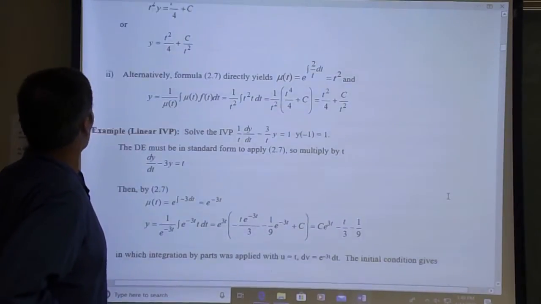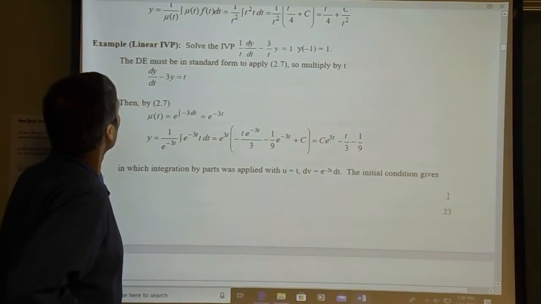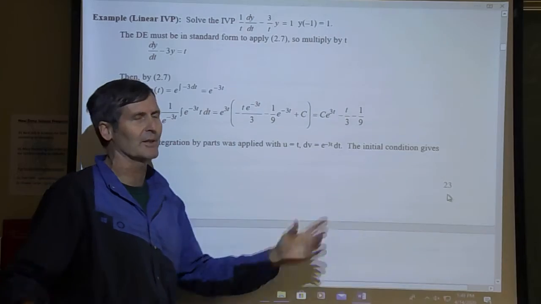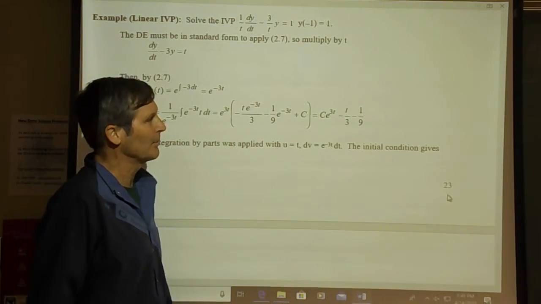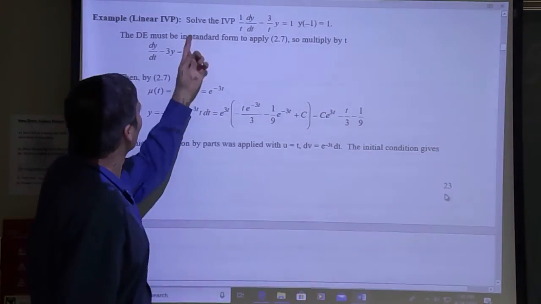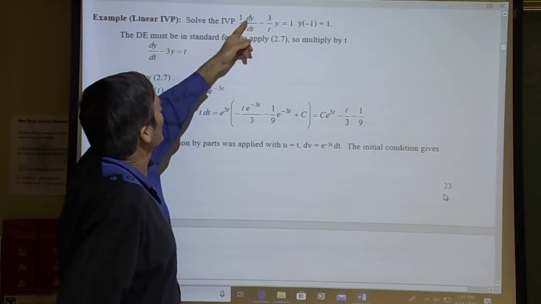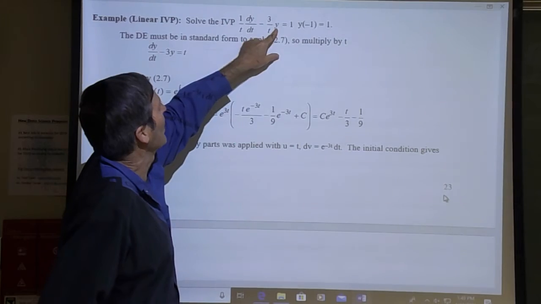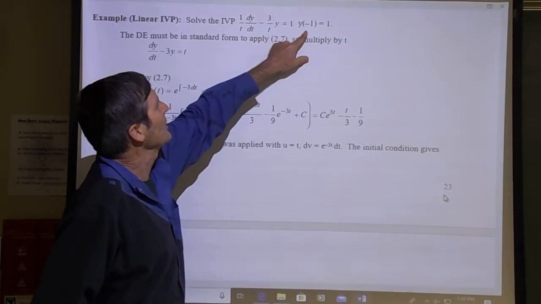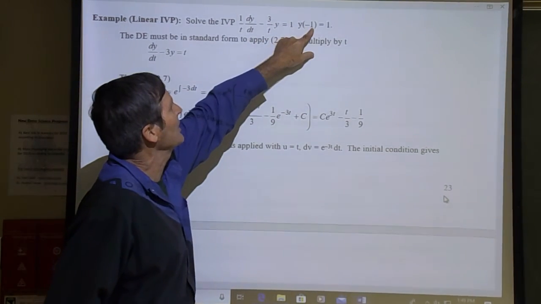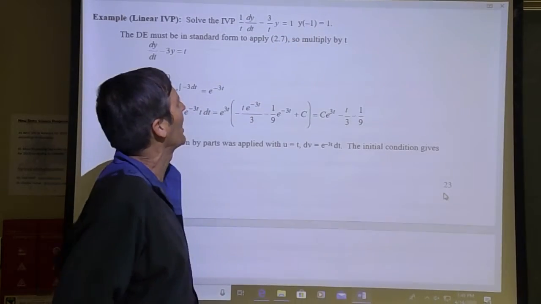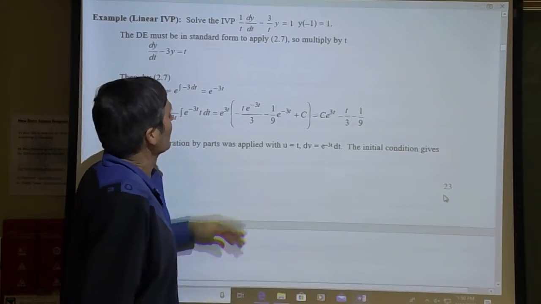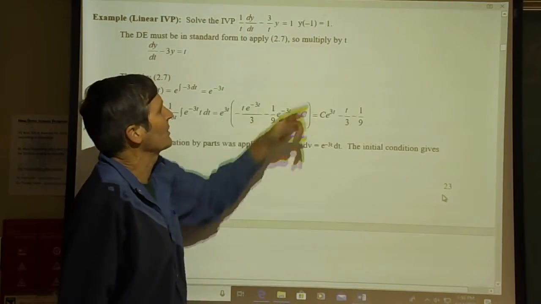So here's another example. This time I'll give you an IVP, initial value problem. These words in differential equations are all so long that we tend to abbreviate them. All right, so here's the differential equation. 1 over t dy/dt minus 3 over t y equals 1, together with the initial condition that when t equals minus 1, y equals 1. So we write y of minus 1 equals 1. This one will come up with a unique solution, right? It's the differential equation with an initial condition.